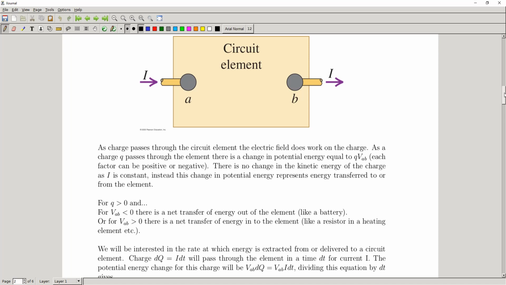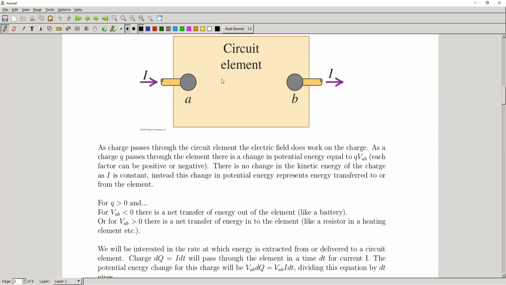Then for VAB less than 0, there's going to be a net transfer of energy out of the element. So there's going to be a net transfer of energy from the circuit element that we have placed in here out to the rest of the system. So this would be something like a battery. So for positive Q and negative VAB, this thing is going to be like a battery.